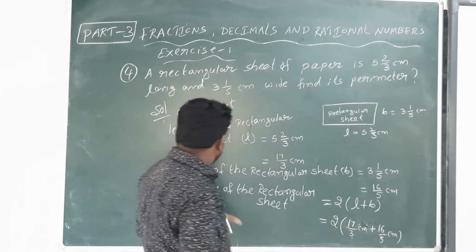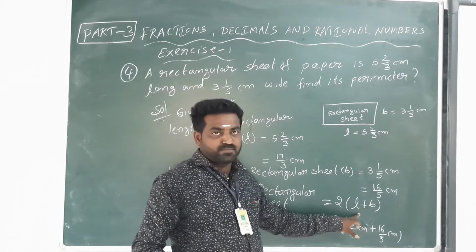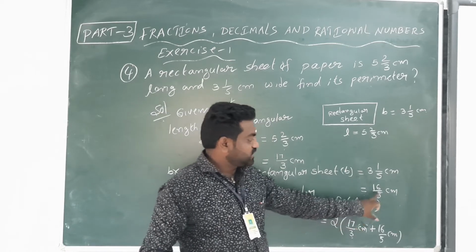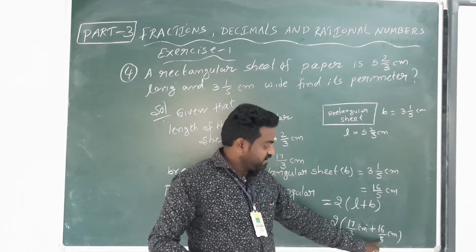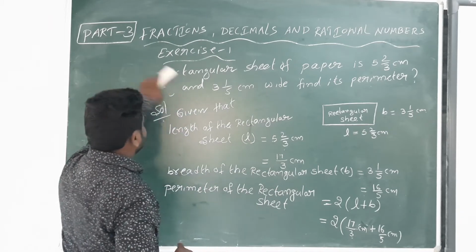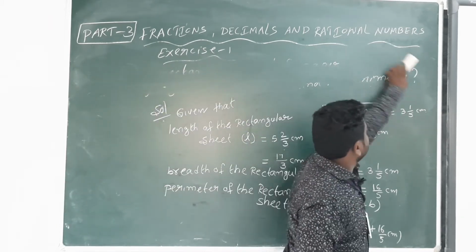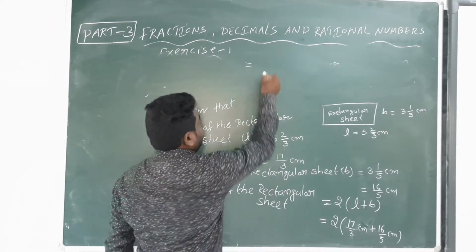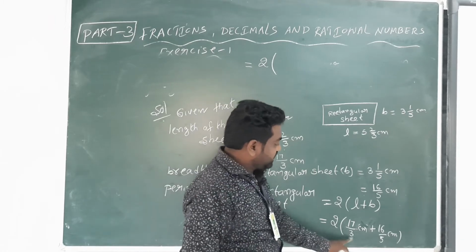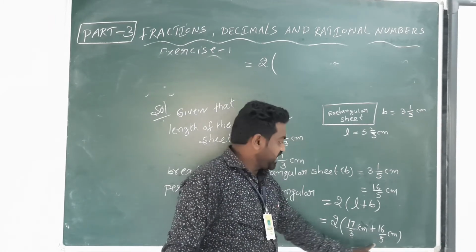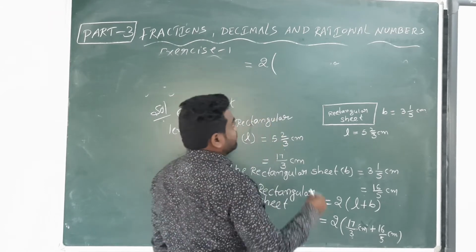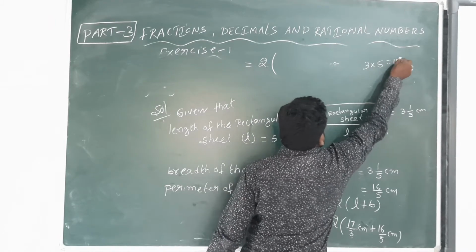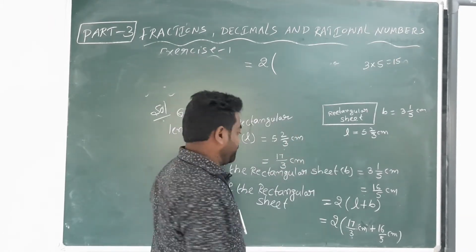Once again, perimeter of the rectangular sheet is equal to 2 into L plus B. L means length, 17 by 3 centimeters, breadth is 16 by 5 centimeters. That is equal to 2 into 17 by 3 plus 16 by 5. We take the LCM of 3 and 5. 3 into 5 is equal to 15. LCM of 3 and 5 is equal to 15.